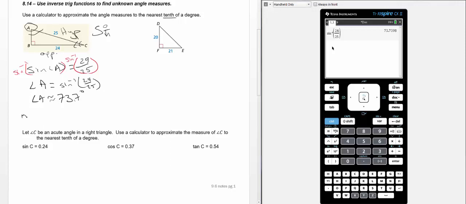And now that I know two of these three angles, I know the measure of angle C is whatever 180, take away 90, take away this 73.7 degrees is, which works out to be about 16.3 degrees.